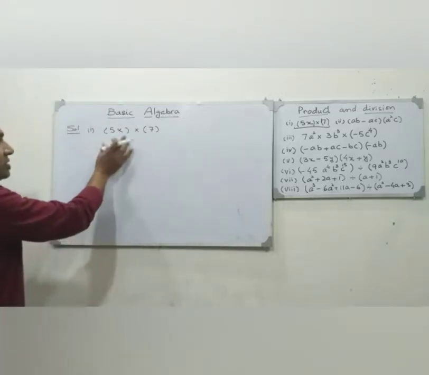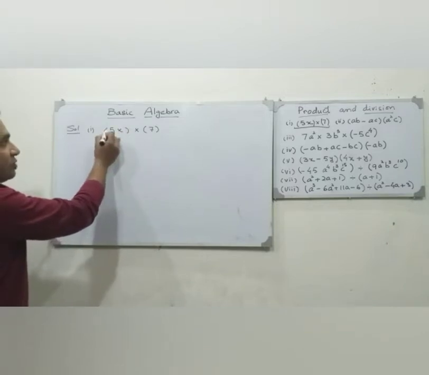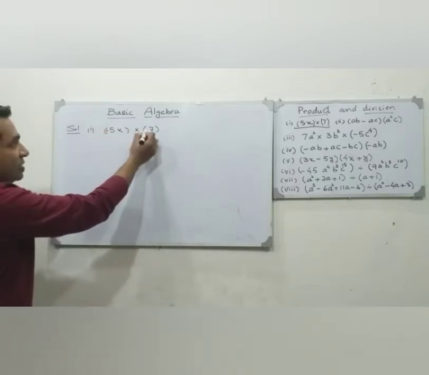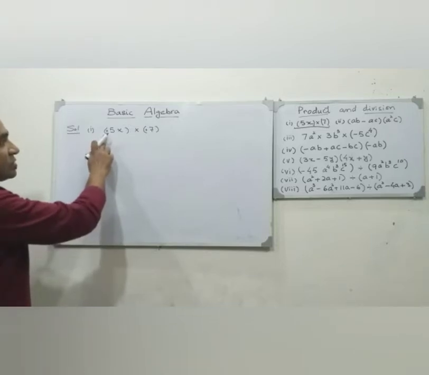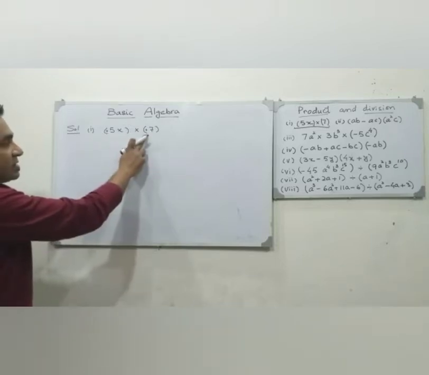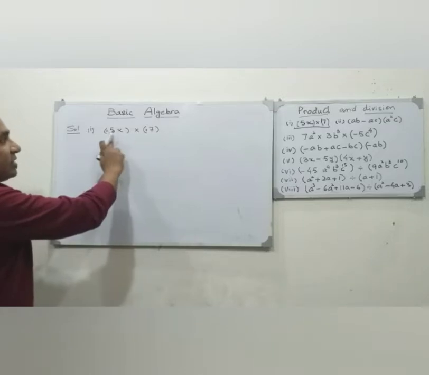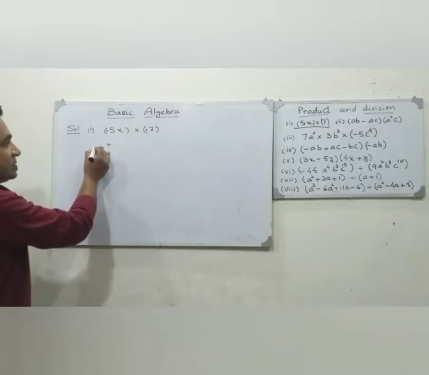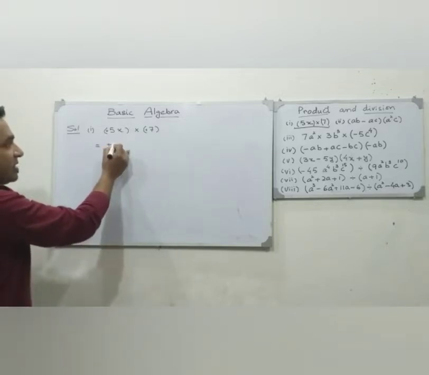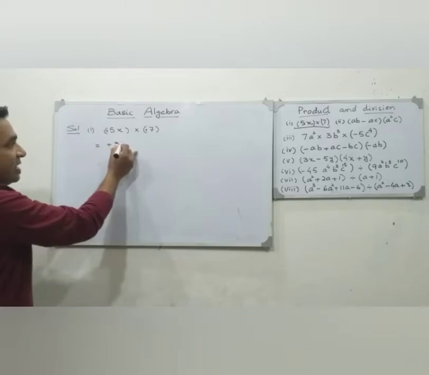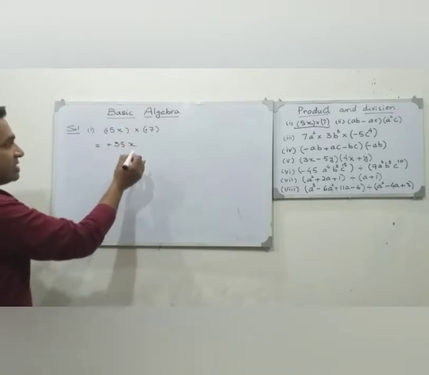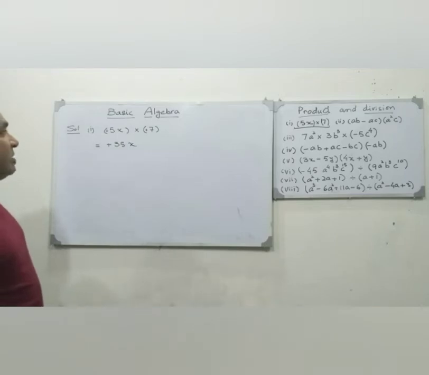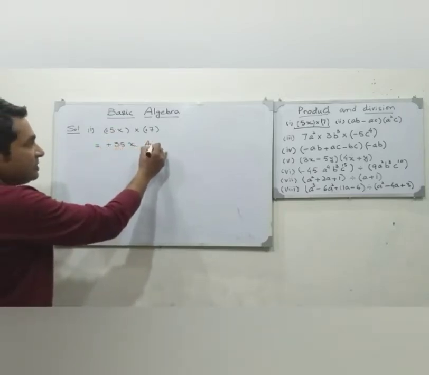First of all, you know that we have to multiply their signs. I have told you the order. The sign was not given, that is positive. Its sign was also not given, positive. So positive times positive is positive, and 5 times 7 is 35, and x will remain as it is because there is no other variable other than x. So this is the answer of the question.